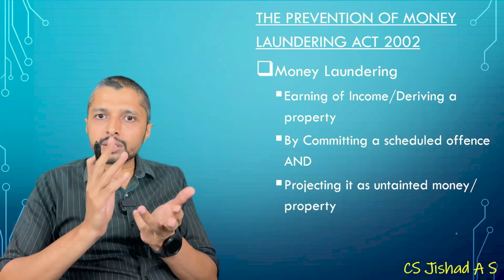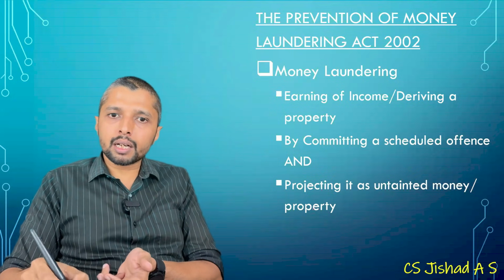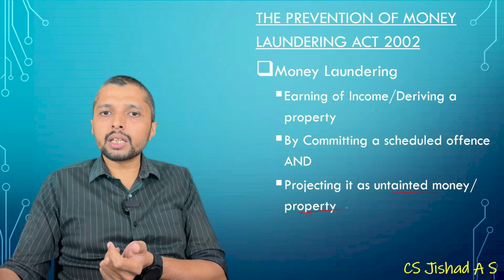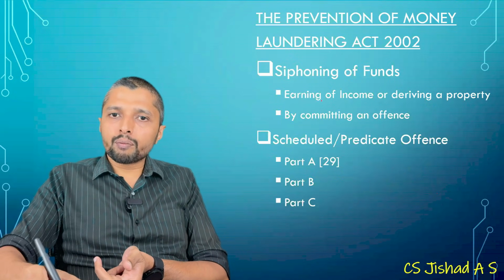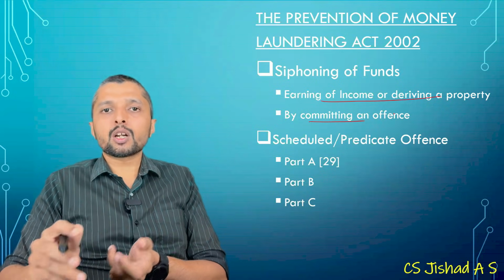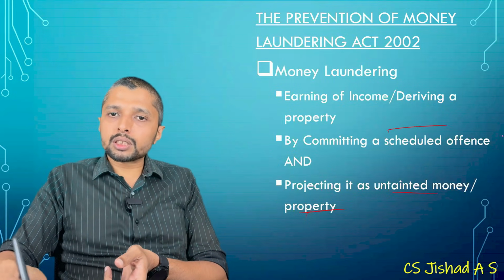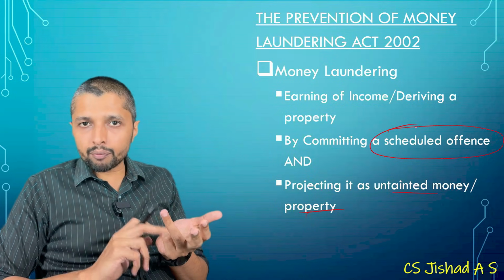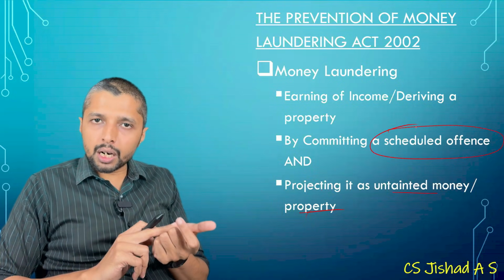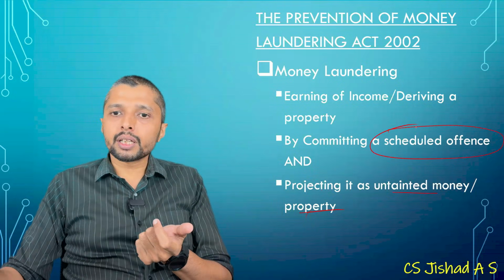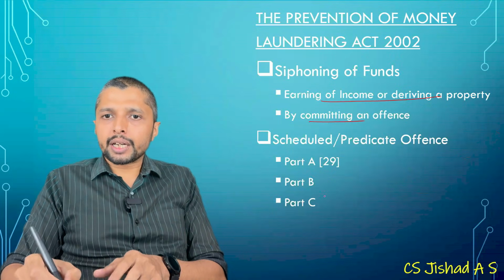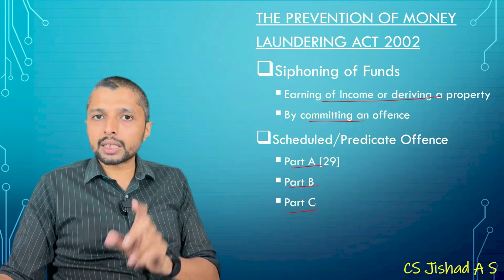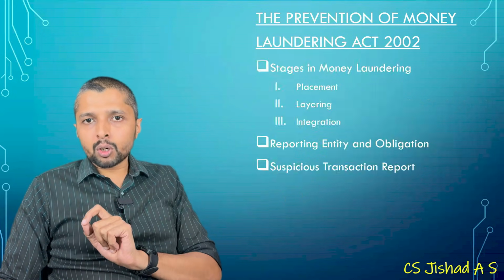Money laundering means earning income or deriving property by committing a scheduled offense and projecting it as untainted property or money. A scheduled offense means an offense specified in Part A, Part B or Part C of the schedule. Part A has 29 paragraphs, Part B covers section 132 of the Customs Act, and Part C covers offenses with cross-border implications.